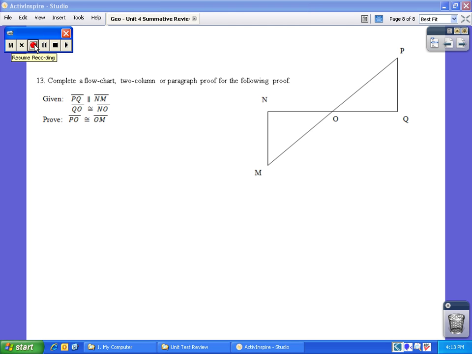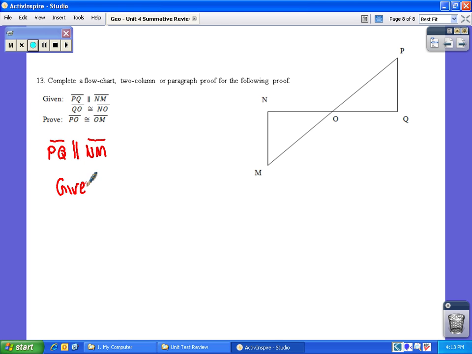Last but not least, again, I'm going to start with the flowchart proof. Start with your two pieces of given information. PQ is parallel to NM. The reason is given. And then QO is congruent to NO. And the reason is also given.